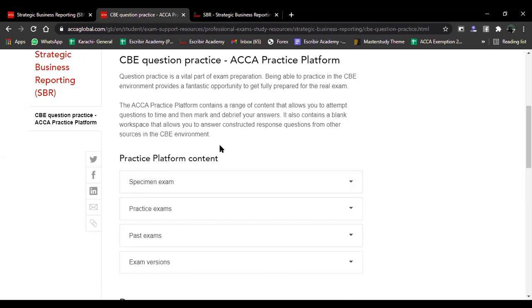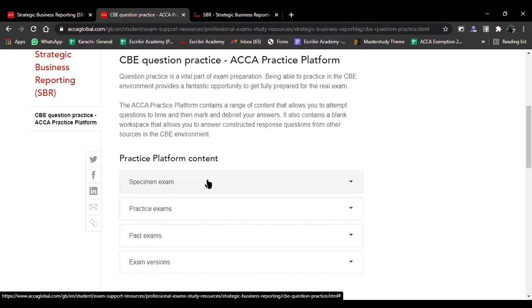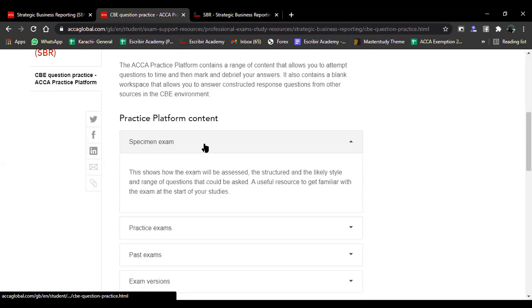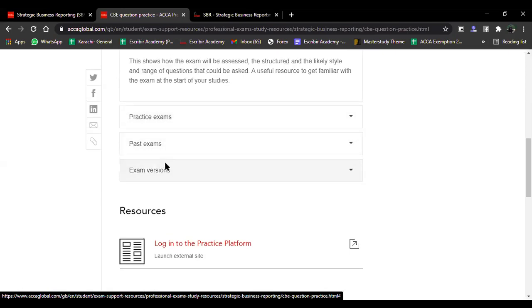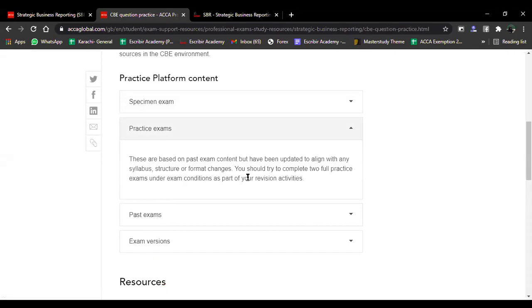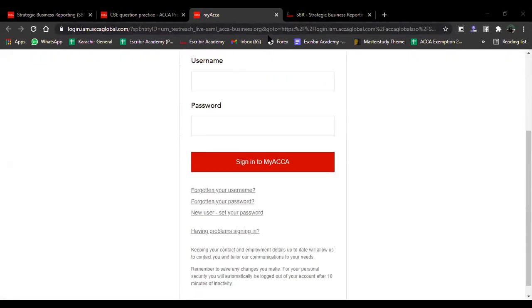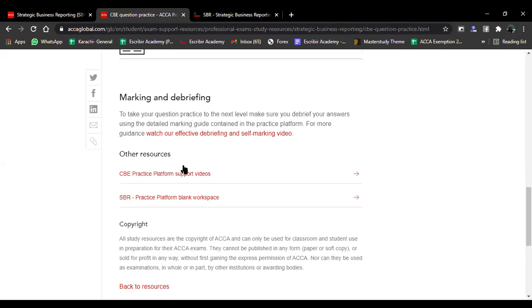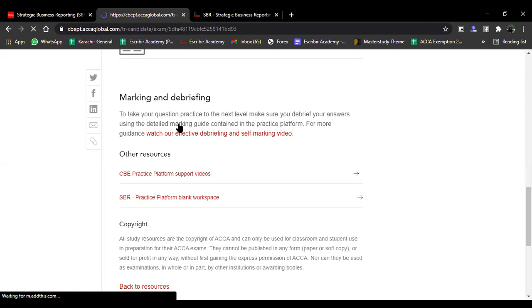Let me tell you that there are still a few countries where the exam is going to be paper-based, but there are many countries where the exam is going to be CBE-based. So we would be practicing some papers on the examination platform also. Let's say, for example, if I click on practice exam, let me demonstrate to you. Okay, unfortunately, I cannot do it right now. Wait.